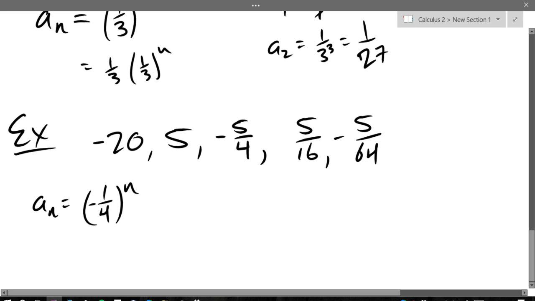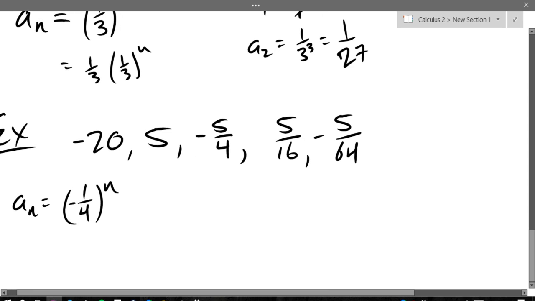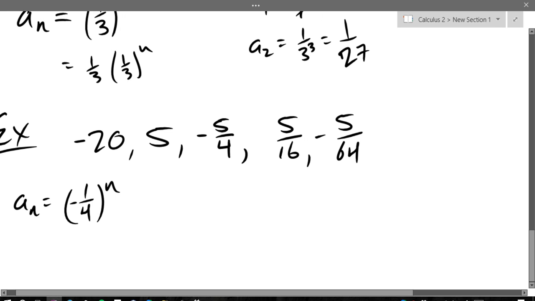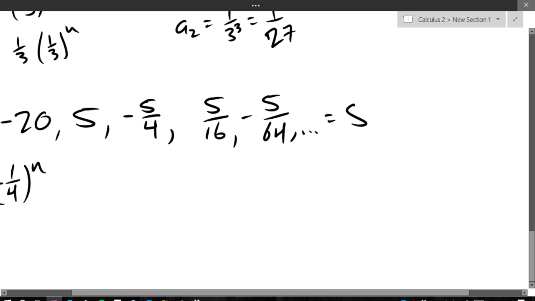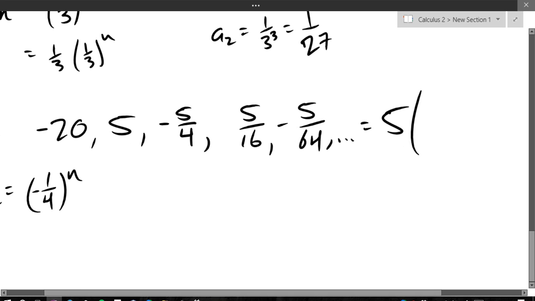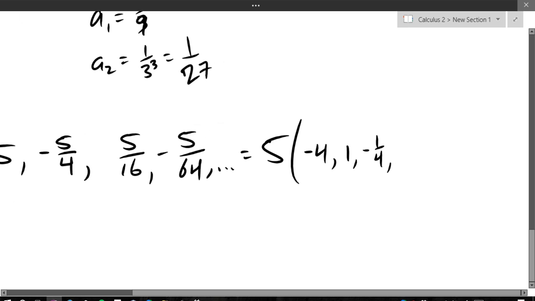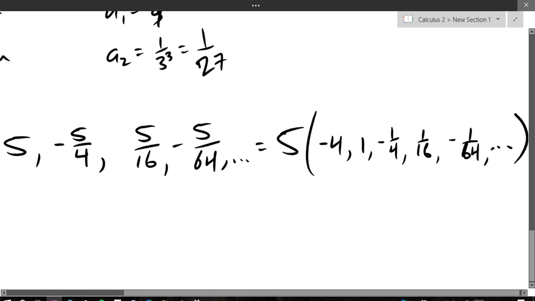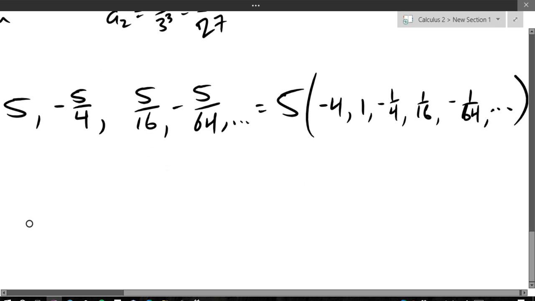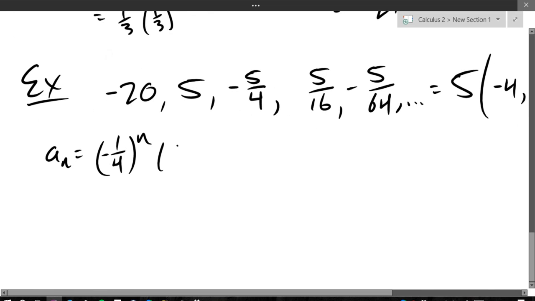What could I factor out of this entire sequence right here? I can get a 5 out of there. So let's rewrite it 5 times. So it will go negative 4, comma 1, negative 1/4, 1/16, negative 1/64. So we definitely need a times 5 in here. So we need to multiply by a 5.